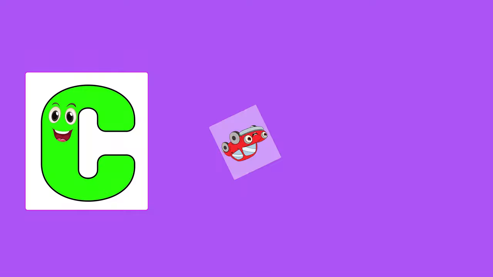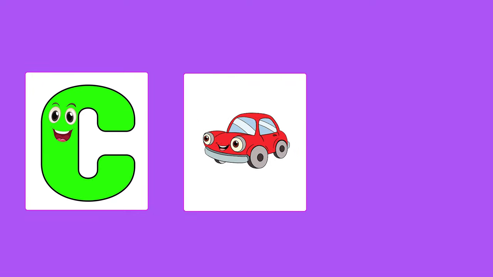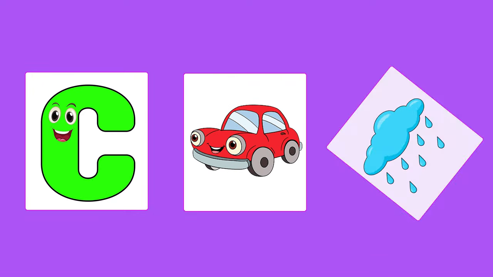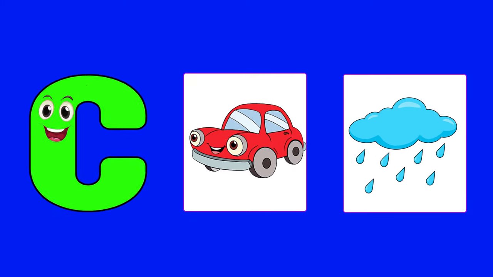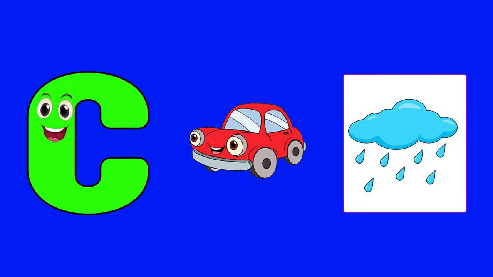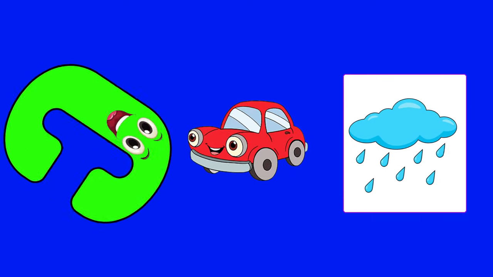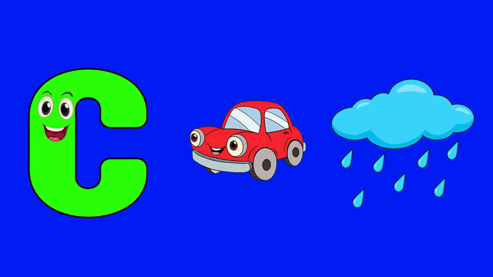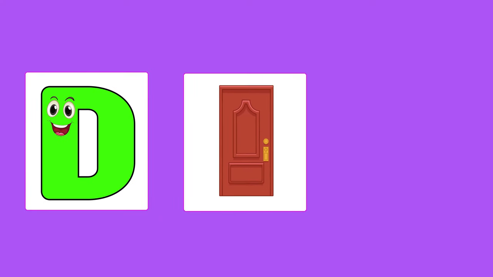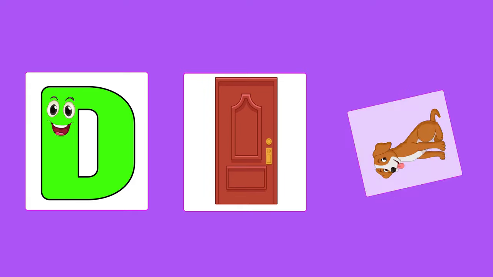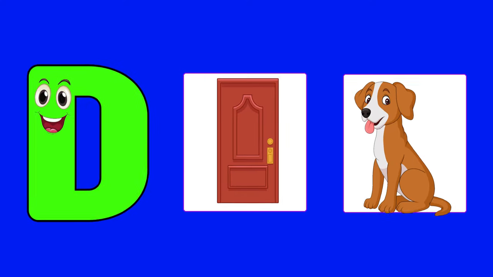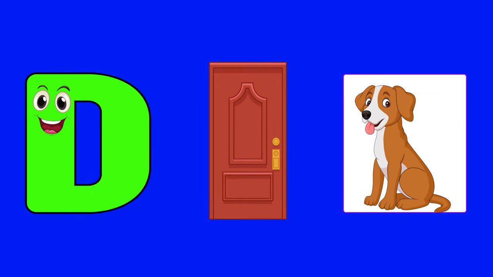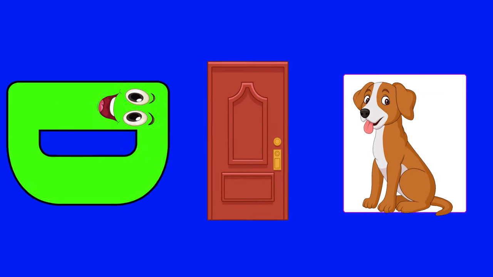C is for car. C, c, car. C is for cloud. C, c, cloud. D is for door. D, d, door. D is for dog. D, d, dog.